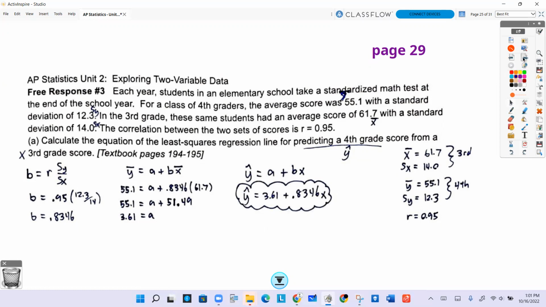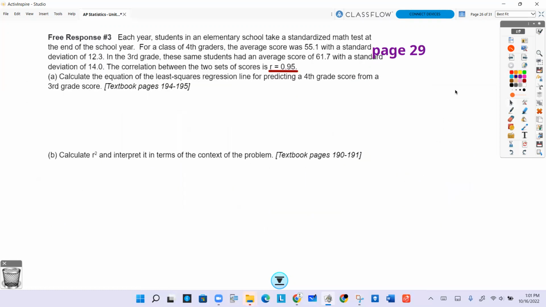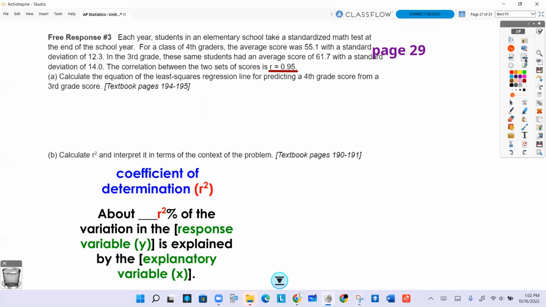All right, number 2, or letter B. Calculate R squared and interpret it in terms of context of this problem. So R is 0.95. R squared is what it sounds like, that number squared. We have an interpretation for it.